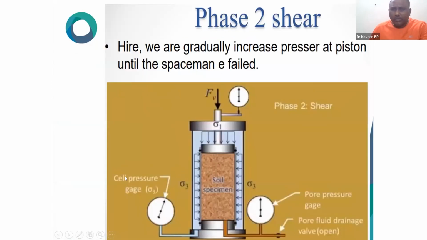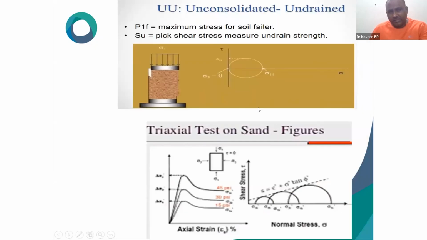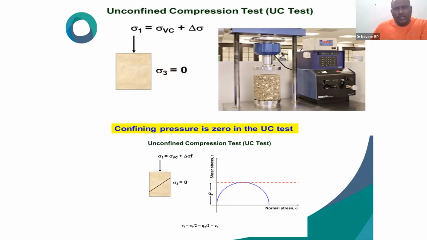In phase 2, what will you do? You are shearing. We gradually increase the pressure at the piston until the sample fails, till the soil takes sufficient strength. Till it fails, you keep on applying the pressure. That is called shearing. See, UU test, unconsolidated undrained, maximum stress. So you can see axial strain. If you see different confining pressures, you are getting the Mohr circles for the sand. And unconfined compression strength. This is the UCC test.